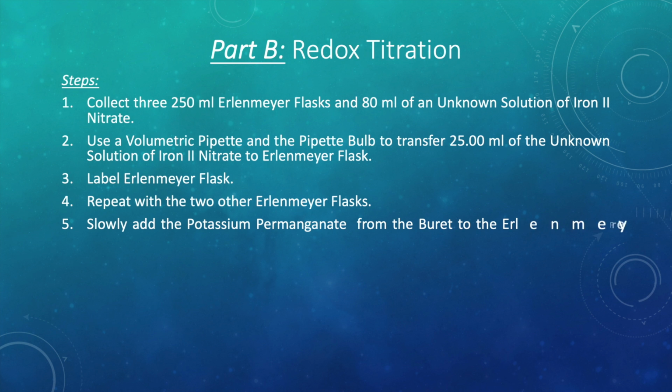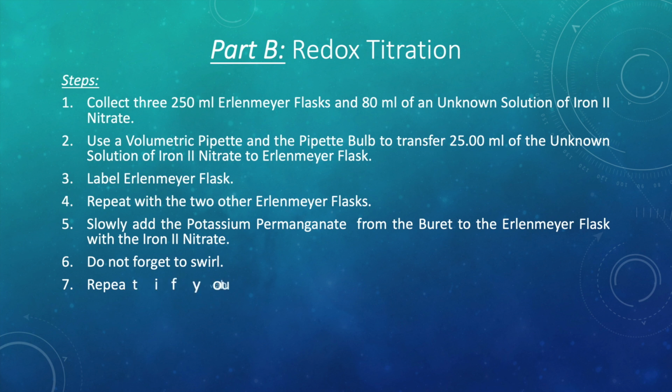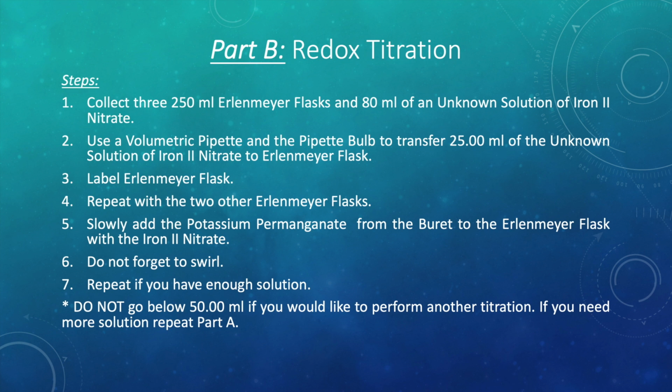Now we slowly have to add the potassium permanganate from the burette to the Erlenmeyer flask with the iron 2 nitrate. And then do not forget to swirl it. We have to repeat if we have enough solution, so we can do this experiment 3 times because it's going to be performed in 3 trials. And please just make sure to not go below the 50.00 milliliter mark if you would like to perform another titration. If you happen to need more solution, just repeat part A.